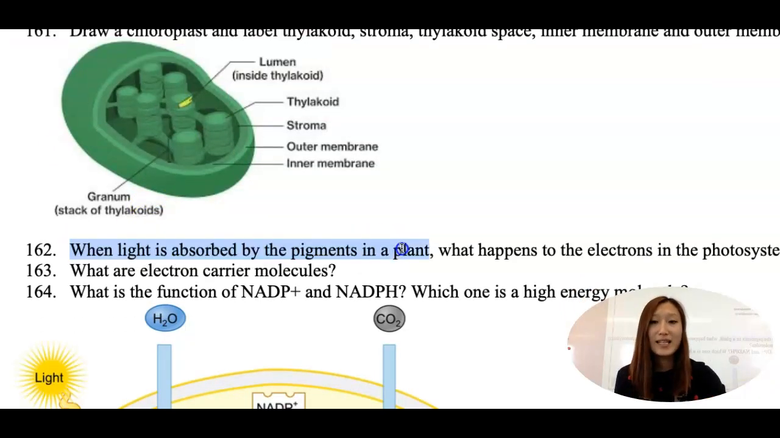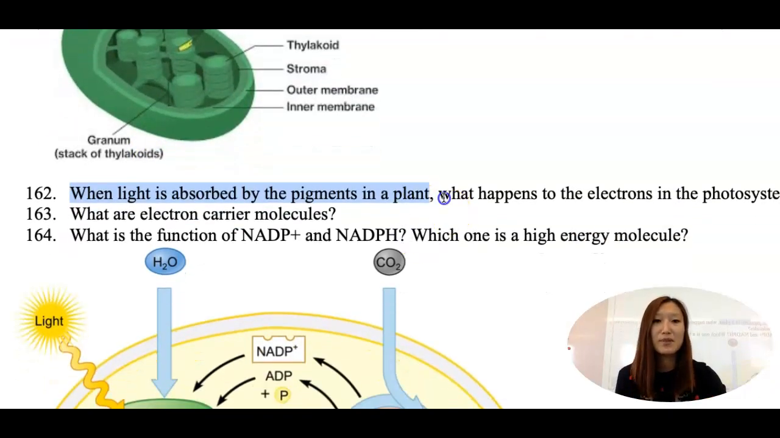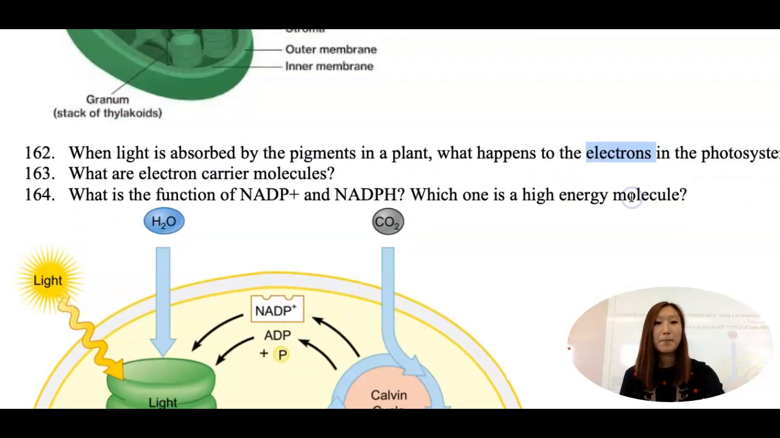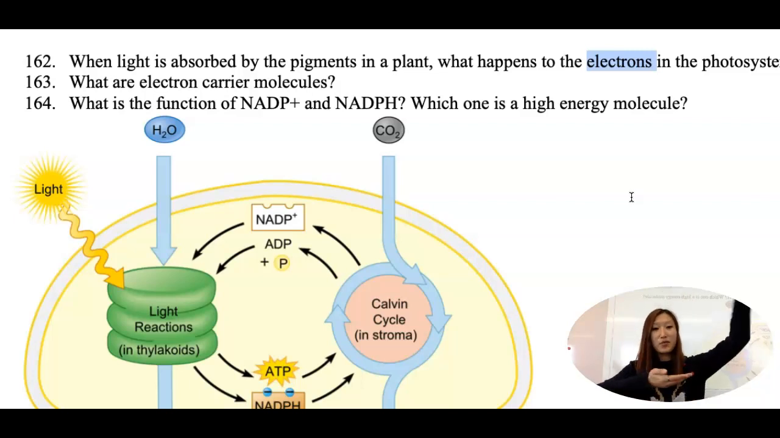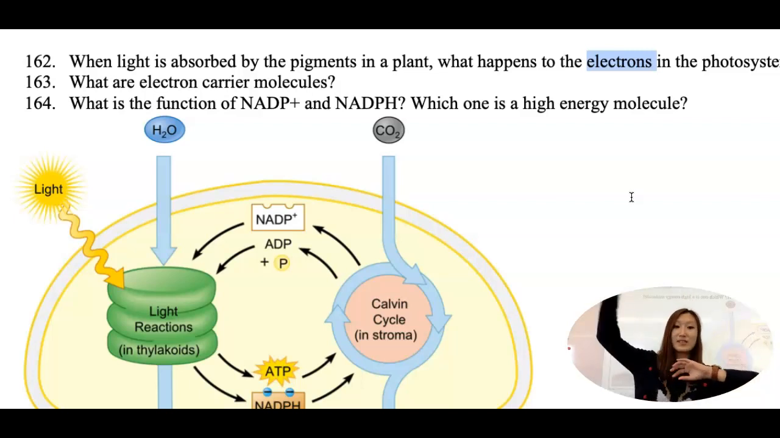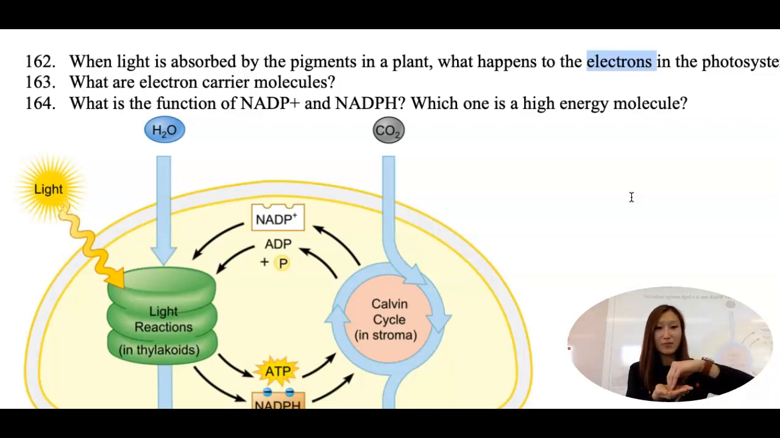Moving on, when light is absorbed by the pigments in a plant, what happens to the electrons? So in photosynthesis, there are electrons coming from water. So remember, water is the electron supplier, right? Light comes into photosystem 2, electrons get excited, water splits, electrons come to photosystem 2. So again, water is supplying the electrons.